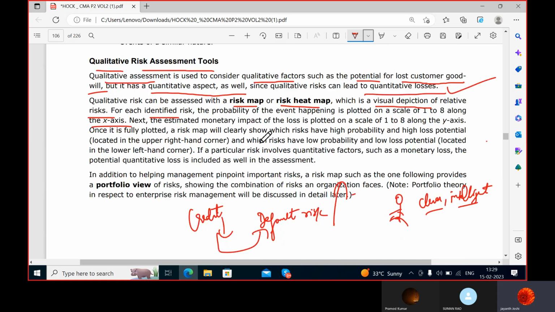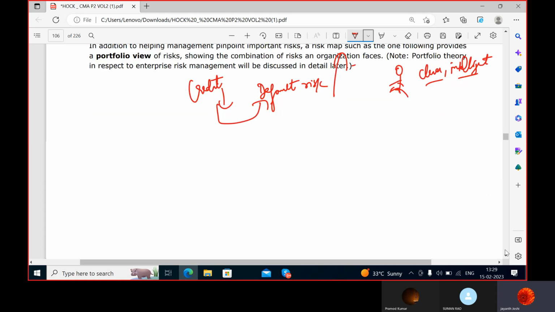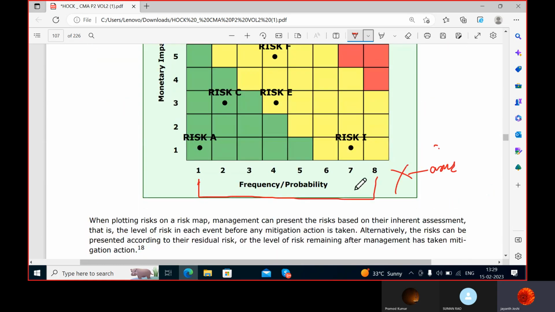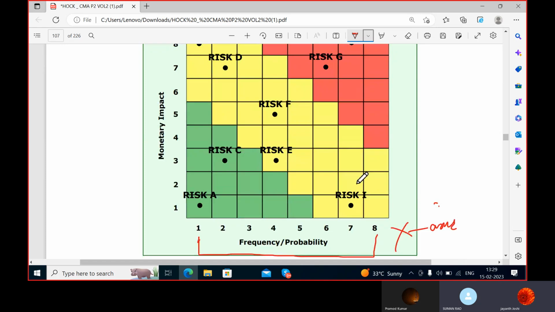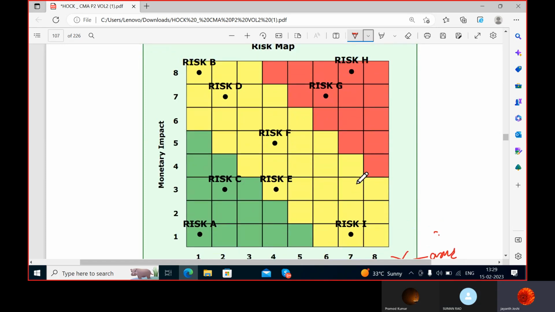Next, the estimated monetary impact of losses is plotted on a scale of 1 to 8 along the y-axis. Again, see, when this particular risk is happening, how can it cause a monetary loss to you? So that monetary impact is given on the y-axis from 1 to 8.